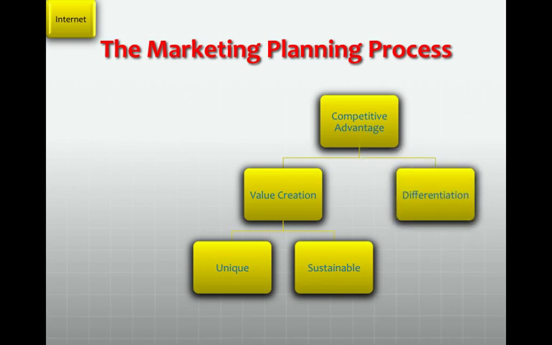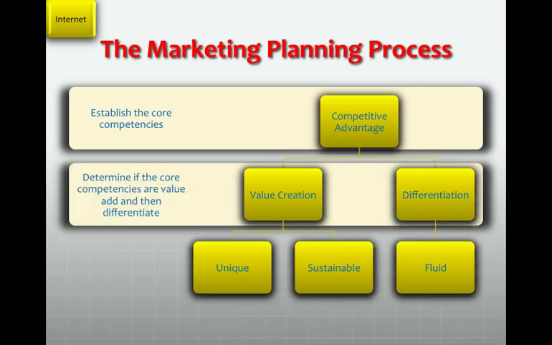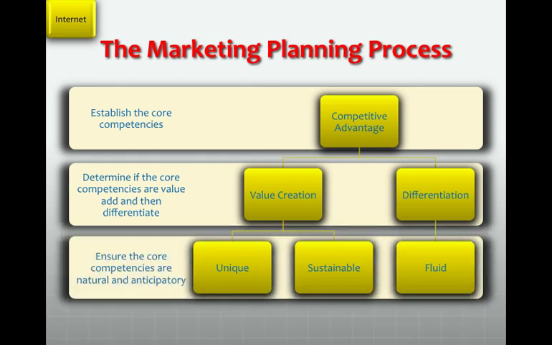Of course, another way to get competitive advantage is to differentiate ourselves from the competition and make sure that we're fluid in doing that. That allows us to establish the core competencies necessary to succeed, determine if the core competencies are of value from the consumer's perspective, and then that causes the separation competitively. And then, of course, the last thing, ensure that these competencies are natural and anticipatory, if nothing else. So we're really trying to build this framework that allows us to leverage the internet from a strength position and then therefore take advantage of the many opportunities that fall within the marketplace.